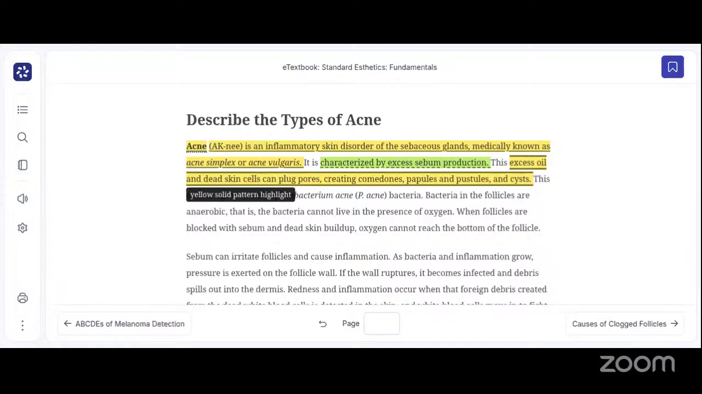So it's no longer something you can go in and do extractions on. You've got to send them to a dermatologist because now you've got to drain the cyst and they've got to pull the sac out.